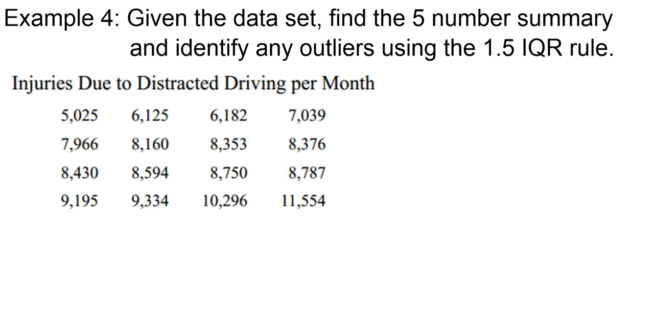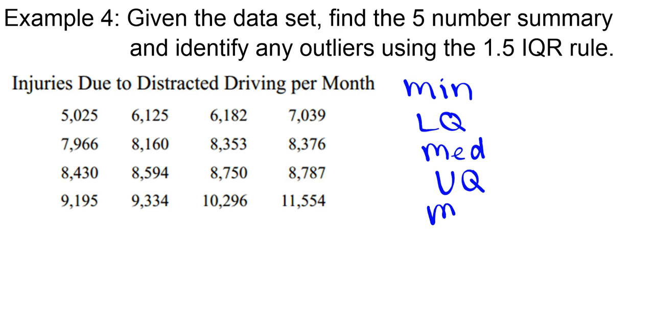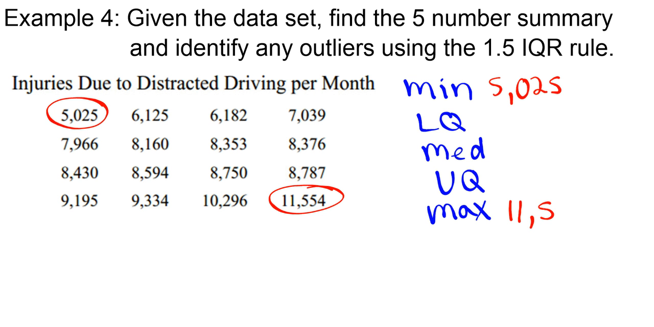Given the data set, find the 5-number summary and identify any outliers using the 1.5 IQR rule. So first, to find our 5-number summary, we know that it's the minimum, lower quartile, median, upper quartile, and maximum. The easiest ones to find are our min and our max. The data is already in order from least to greatest. So our minimum is 5,025, and our maximum is 11,554. Again, those are pretty simple to find.